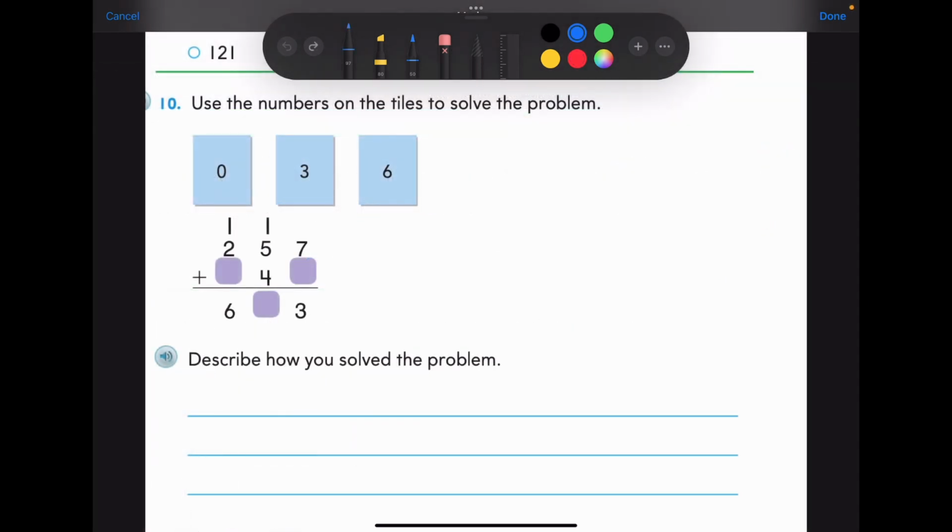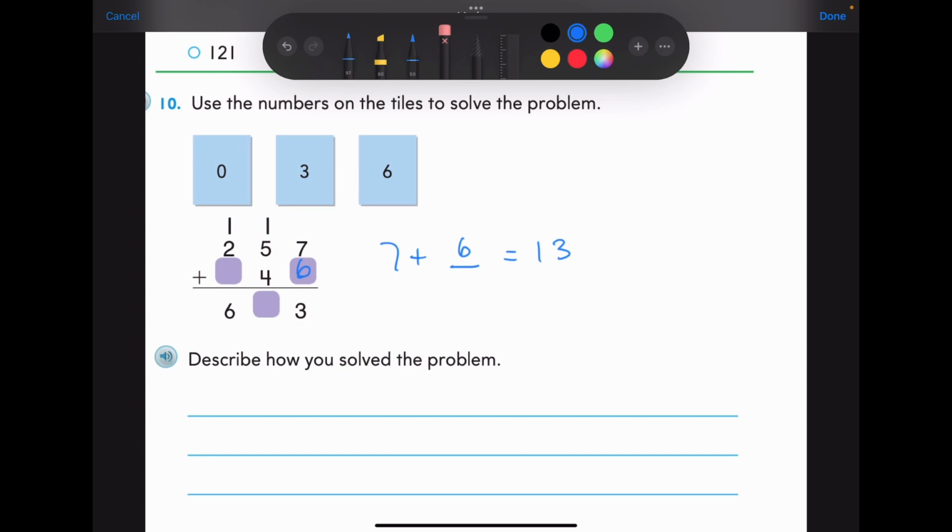Number 10 says, use the numbers on the tiles to solve the problem. So looking carefully here, the only numbers I'm going to use are the numbers on the tiles. So 0, 3, and 6. And I'm just going to plug these in. Alright, so I always solve in the ones column. And if I look carefully, I regrouped a 10 and I have 3 ones. So technically, I'm going to write this out to the side. 7 plus blank equals 13. So looking in the ones, I need to plug in the number that would go there. We know that this would be a 6, so I'm going to put a 6 in the ones.